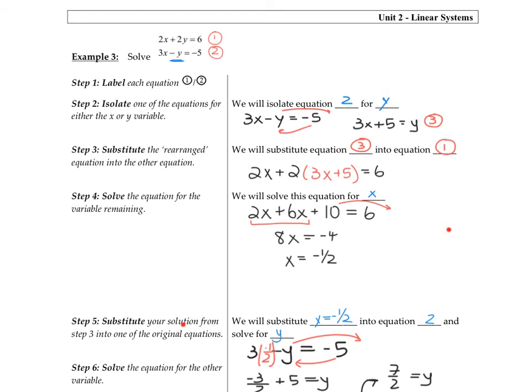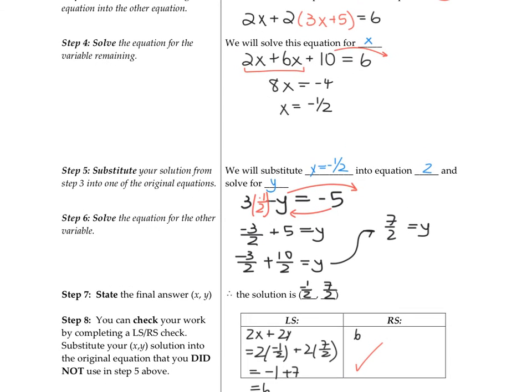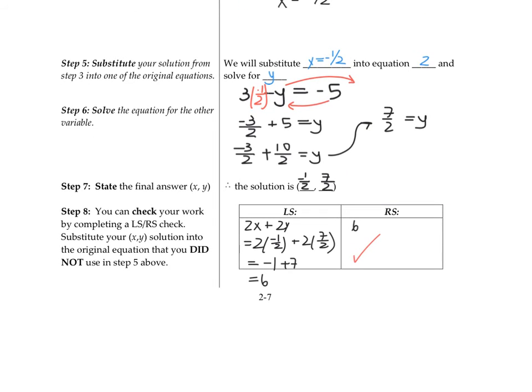Okay, now we can substitute x equals negative a half into that second equation and solve for y, and we just deal with the fractions. So I put negative 1/2 in, and I did the same swap, y to the right, negative 5 to the left, and then I needed that common denominator. Your final answer should have been 7/2. And if you did your left side, right side check, you should have seen that you were correct. The left side was equal to the right side.